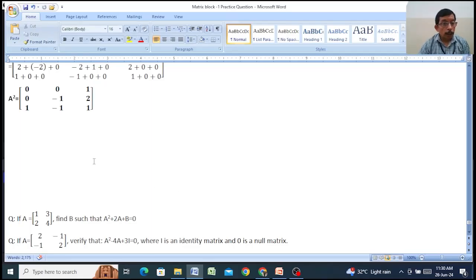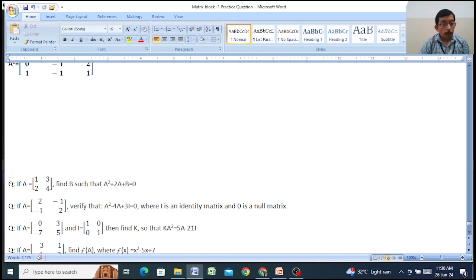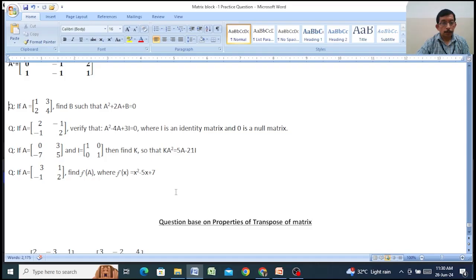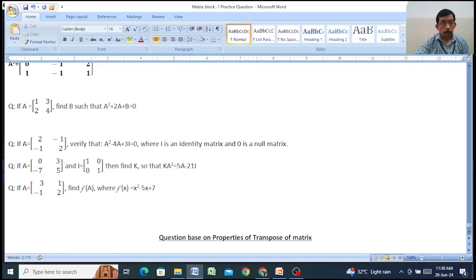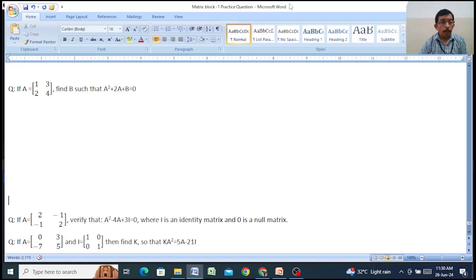Now the A square multiplication is complete. Now the second question comes. If A is equal to the matrix given of order 2, find the value of B such that A square plus 2A plus B is equal to 0. It is clear.